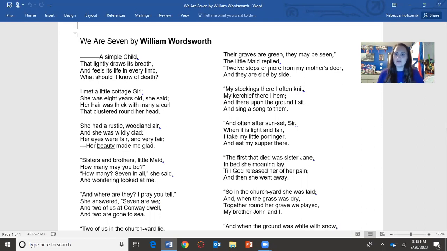Remember, we're starting with narrative poetry, and narrative poetry tells a story. It's going to have a beginning, middle, and end. It's going to have conflict. It's going to have dialogue. It's going to have characters. And it's going to have other poetic elements. So you're going to see a lot of these poetic elements and narrative elements in this short poem.